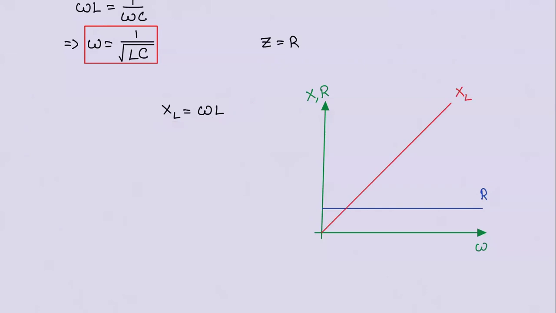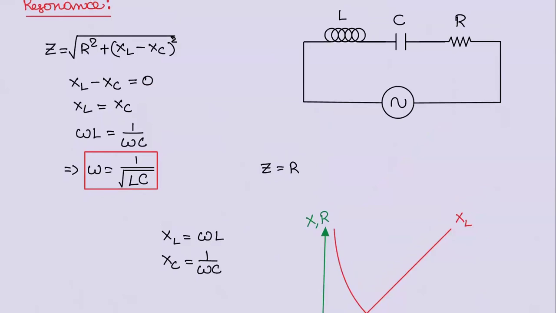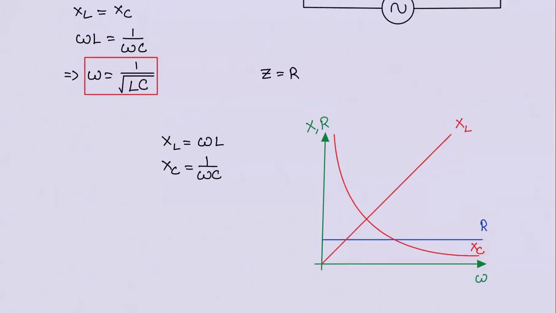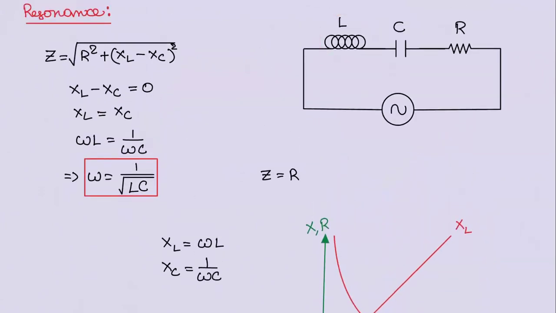Now, XC, capacitive reactance, that is equal to 1 by omega C. On the y-axis, we have XC. On the x-axis, we have omega. So it is in the form of y is equal to 1 by x. It's a rectangular hyperbola like this. If you observe these two, at very low frequencies, resistance due to capacitor is very high. So in a series circuit, the current is blocked by the capacitor. Now, at very high frequencies, capacitive reactance is almost 0, but inductive reactance is very high. So the inductor will block the current.